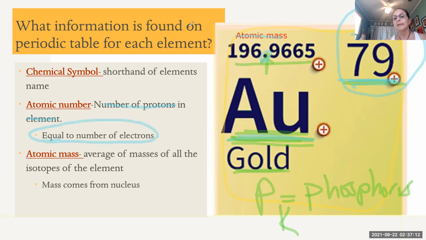So that means that this gold right here has 79 protons and has 79 electrons. And we know that instantly just by looking at the atomic number. What about the number of neutrons? Don't worry about it, we'll get there.